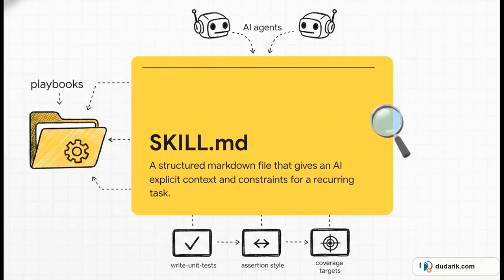Now, what's really fascinating here is the format of these capabilities. They're packaged as skill.md playbooks. Basically, a skill.md is a structured markdown file that feeds the AI explicit context, constraints, and output expectations for a specific recurring task. So, instead of an agent guessing how you want a test written, it just reads the skill.md file for write unit tests. It instantly knows your file naming conventions, your assertion style, and your specific coverage targets, all before it generates even a single line of code.